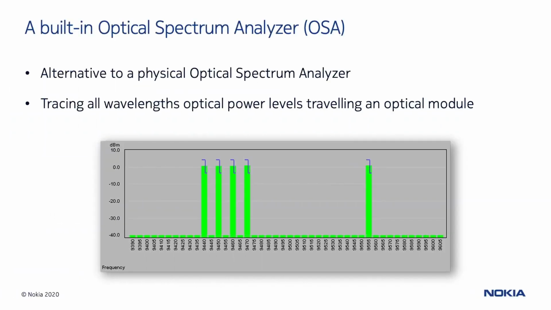Another interesting graphical application of the Wavelength Tracker is the power summary view that works like a real optical spectrum analyzer, so the user can analyze the wavelengths passing through a board and their related optical power levels without going to the field with monitoring equipment.